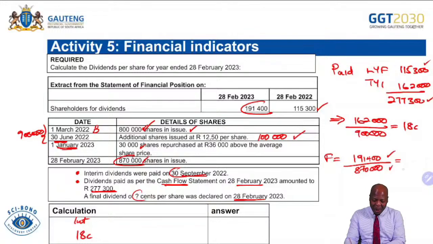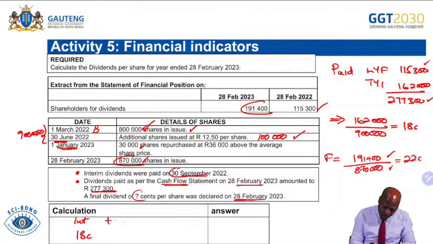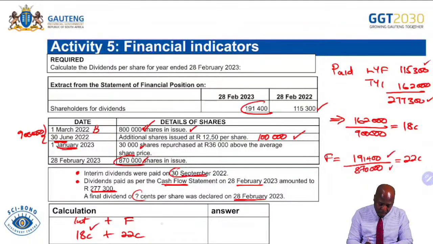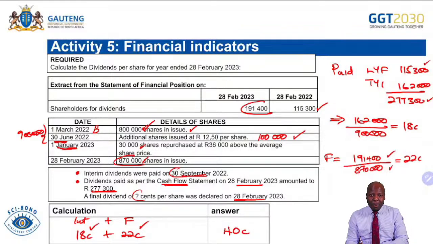Do you have your calculators? Let's go. 191,400 divided by 870,000. How much do you see on your calculator? Thank you. You get 22 cents. I hear someone is saying 22 cents. Is that correct? Okay, thank you. So for your final, it is 22 cents. So what was the dividend per share that was declared this year? We now say the interim plus the final, the 18 plus the 22, that gives you 40 cents per share.